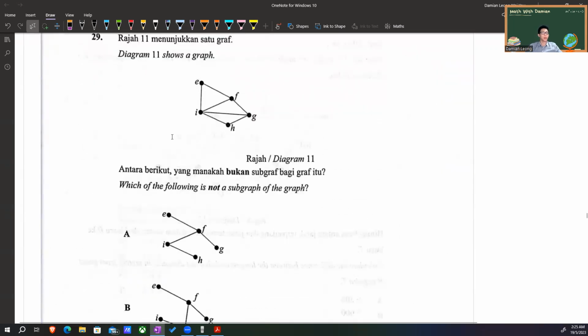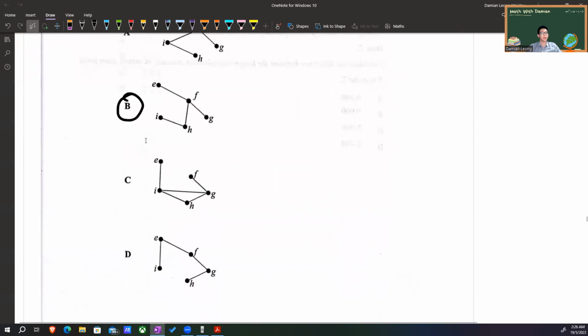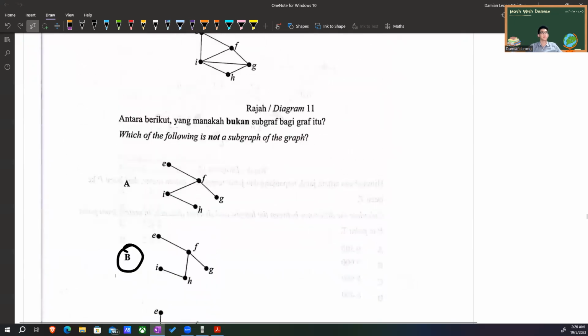Question 29. I have a graph here, which is not a subgraph. A subgraph has to be exactly the same, everything exactly the same, the vertices and the edges. So A is correct. B is different. There is no edge from F to H. So B is not a subgraph. Okay, the rest are also correct. All the edges and the vertices are present in the main graph.